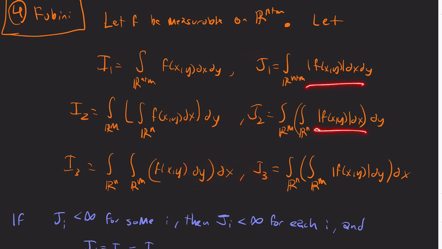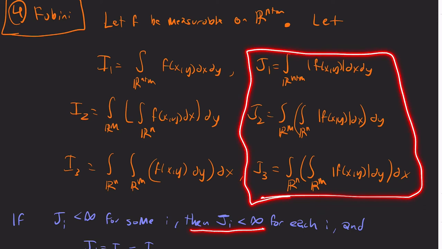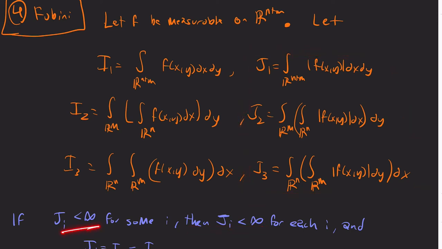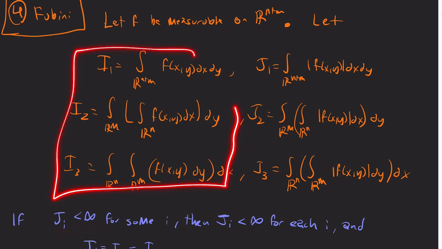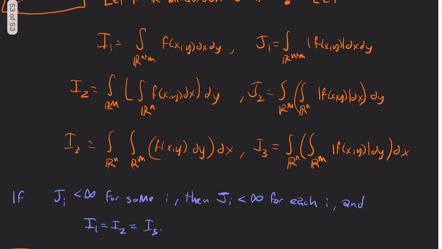So I need the absolute values of these to be finite. If all I have to do is show that one of them is finite in absolute value, then each of them is absolutely integrable. So all I have to do is show one, and boom, these expressions are all equal to each other. That's Fubini's theorem in the most general case. In Calc 3, you probably assumed f was continuous. This is a much more general framework.